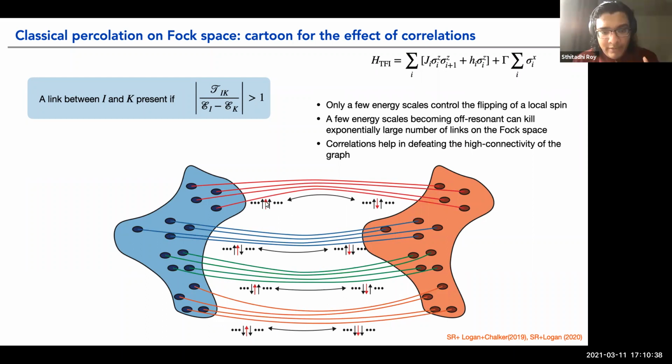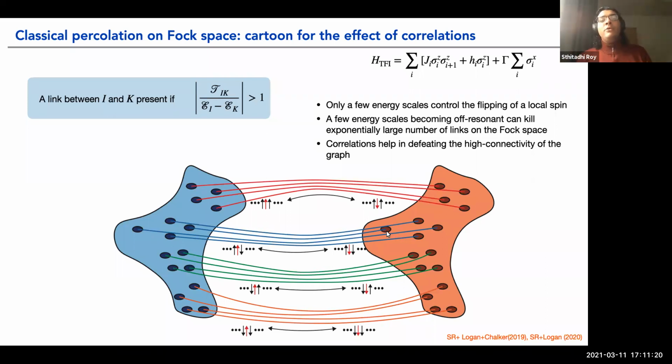Now, if I want to flip this particular spin, again in red, I need to worry about what the neighbors are doing, but I only need to worry about its nearest neighbors because that's what is in the Hamiltonian. As I was saying in the part of my talk about correlations, there are only four energy scales that govern the possible flipping of this red spin. Those four energy scales come from the four possible configurations of its neighbors. So even though there are an exponentially large number of links going between the two parts of the Fock space, what you actually have is only four energy scales controlling all of them.